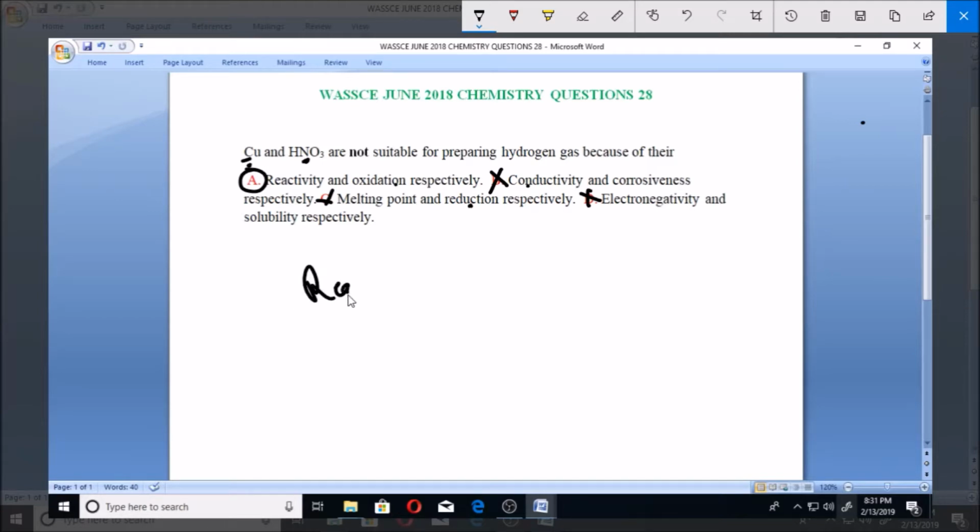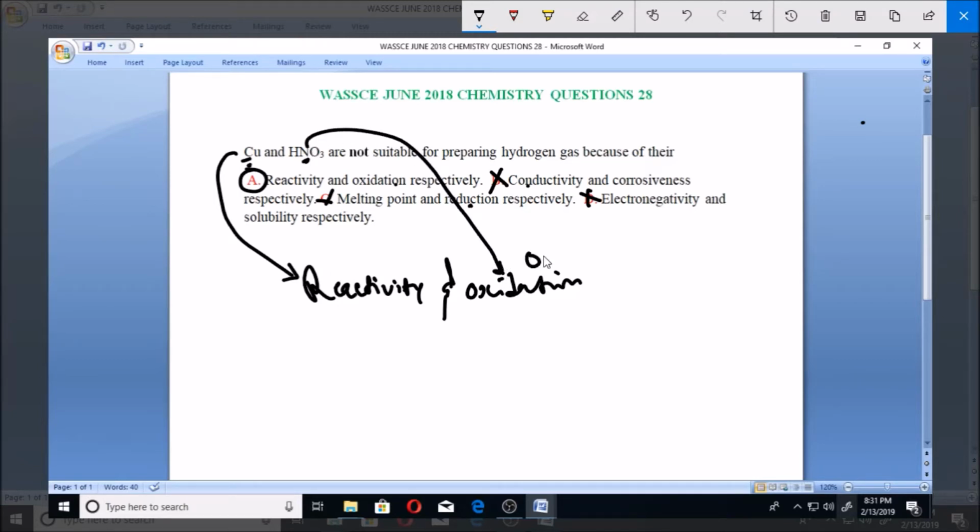So we can now say that the two factors that will make this not possible are reactivity and oxidation respectively. You have to question the reactivity of the copper, and we all know that HNO3 is an oxidizing agent. A concentrated one is a very strong oxidizing agent. So it's a factor. Do you want to oxidize the hydrogen that you form immediately to H2O? When you're using an oxidizing agent like this, that can happen, so you will not have enough hydrogen that you want to produce.